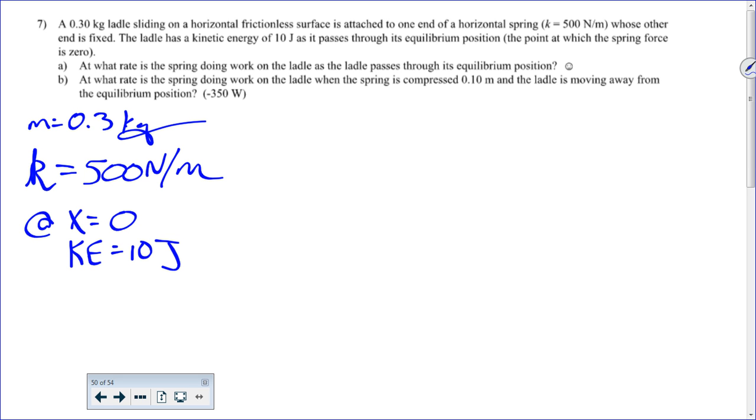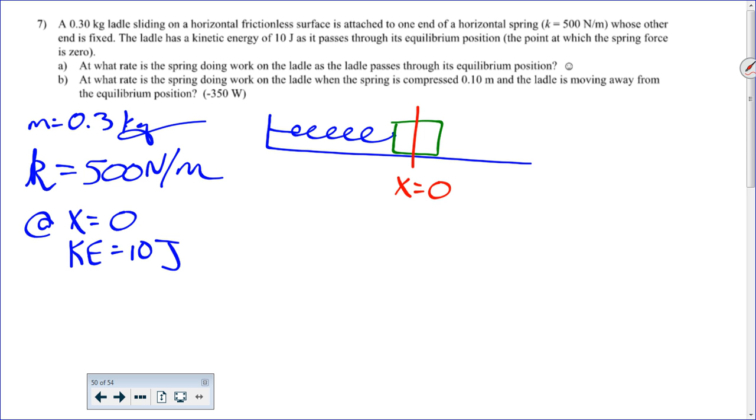All right. So A says, at what rate is the spring doing work on the ladle as the ladle passes through the equilibrium position? I don't know if we need a picture on this. What you should be picturing is this: one end of the spring is fixed, and then you've got this ladle. I'm just going to draw a box. All right, so there's our ladle, and the idea is, if this is x equals 0, then our kinetic energy is 10 joules.